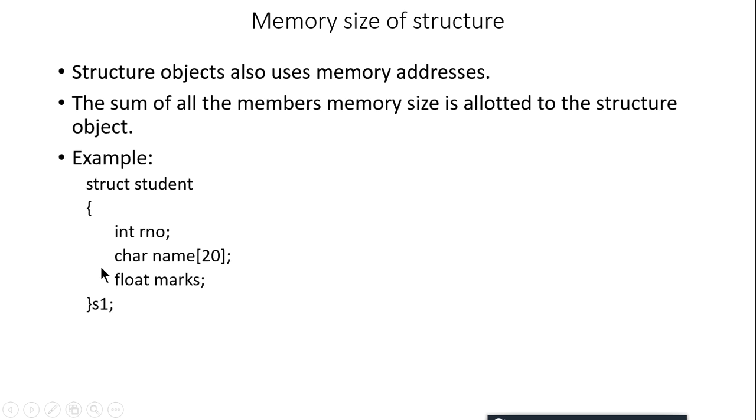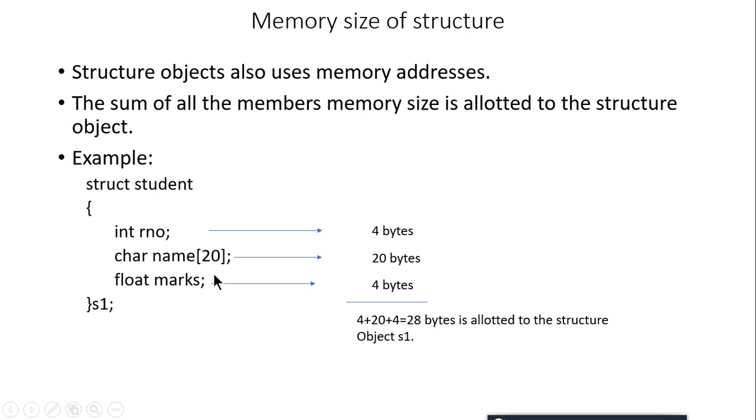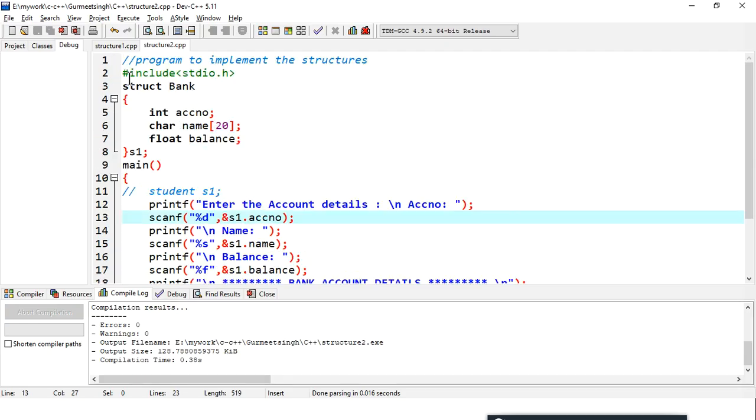Let's see. So we have created a structure here. We know roll number is an integer, takes 4 bytes, character takes 1 byte, so I am creating an array, so 1 multiplied by 20 bytes, then float will take 4 bytes, so total 28 bytes will be allotted to your object. So we can check it in a program.